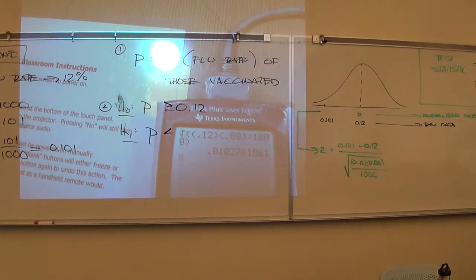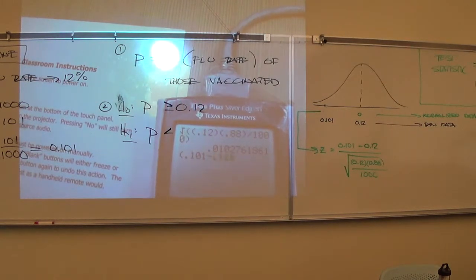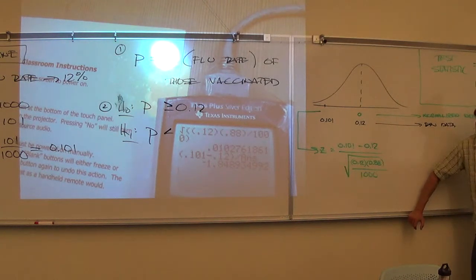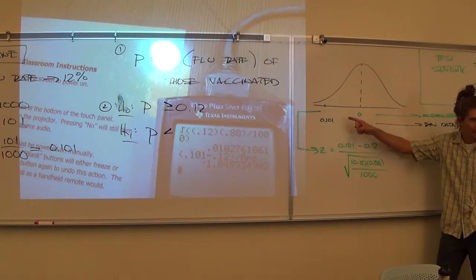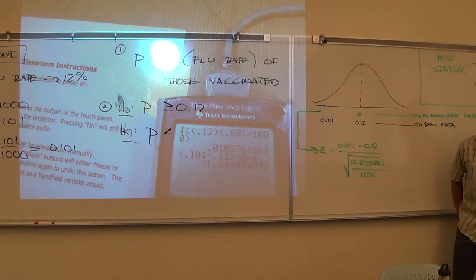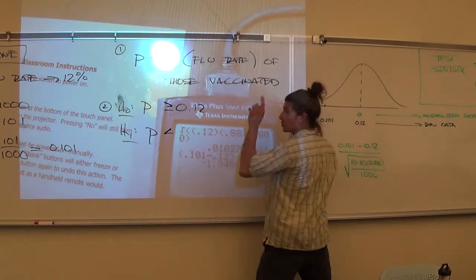Let's do it. So now I've got to do 0.101 minus 12% all over that. Ready? Negative 1.85. We now have an idea of where we are here. 1.85 what? This is good. Thank you, Brandon, for saying that. Standard deviations? Yes.